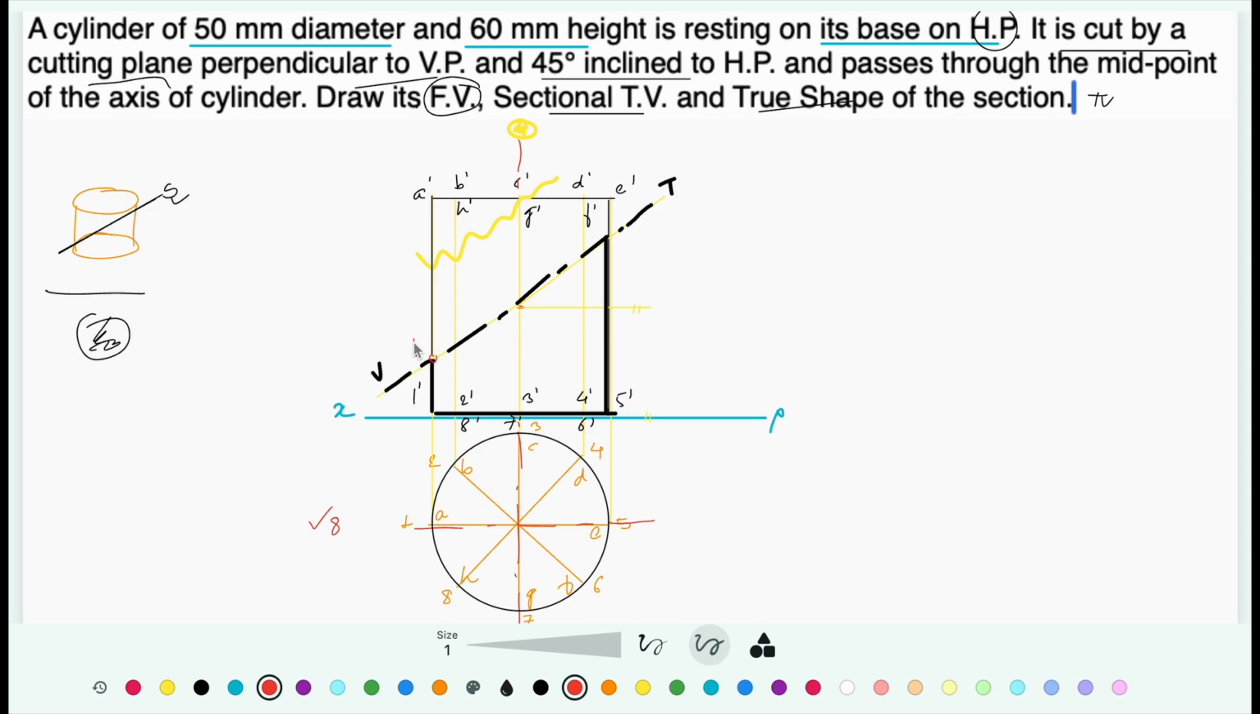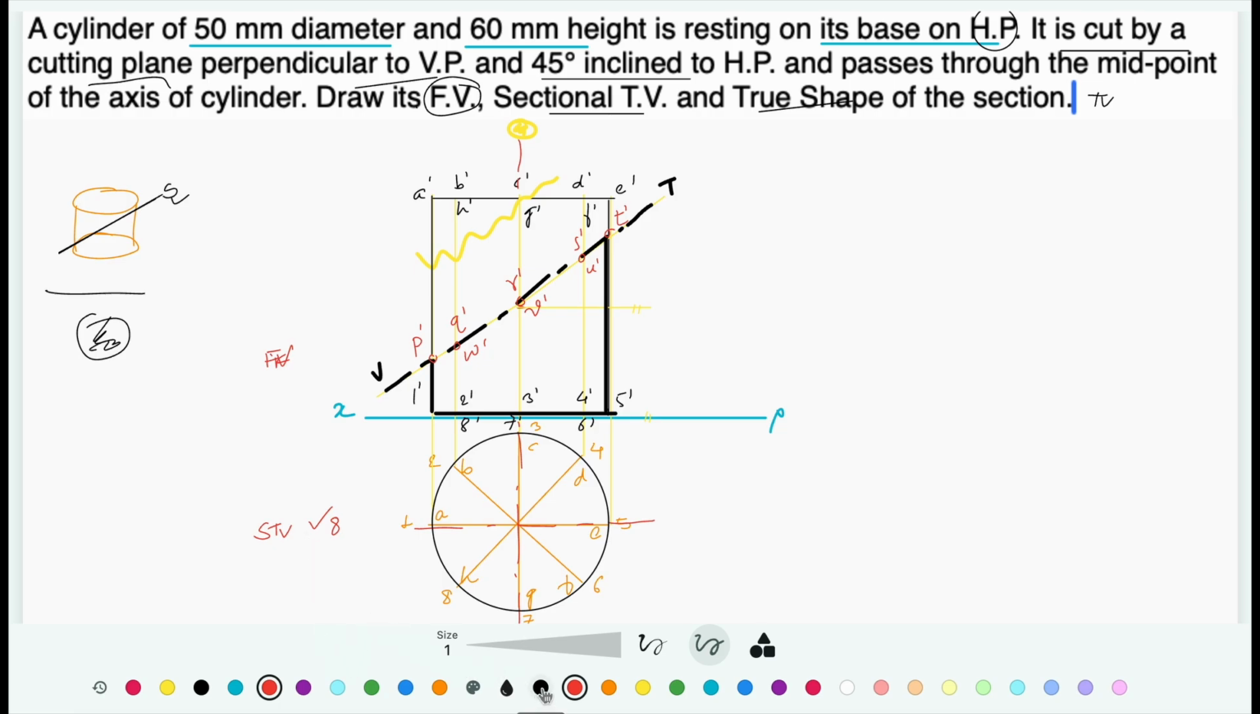So this is, let's say, P dash, Q dash, R dash, S dash, T dash, U dash, V dash and W dash. So these are the 8 points of the intersection between cutting plane and solid. Okay, so this is front view. Now we are going to draw a sectional top view.